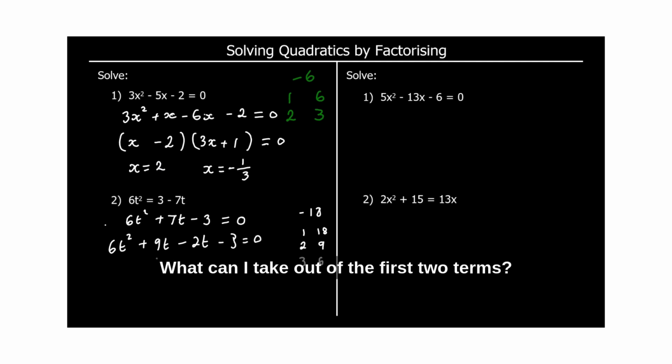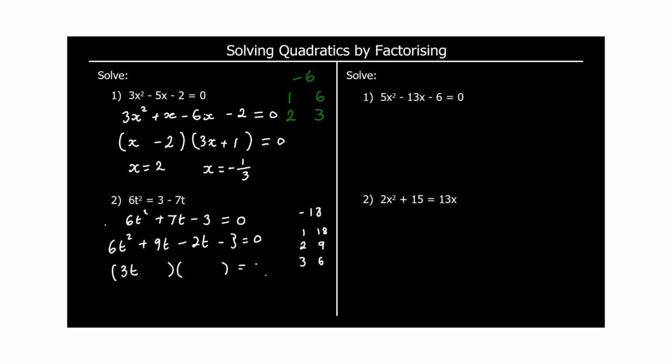What can I take out of the first two terms? I can take 3, 6 and 9 are both in the 3 times table, and t. So my first term in my first bracket will be 3t. 3t times something is 6t squared, that's 2t. 3t times something is 9t, that must be 3. And something times 2t is negative 2t, must be minus 1.